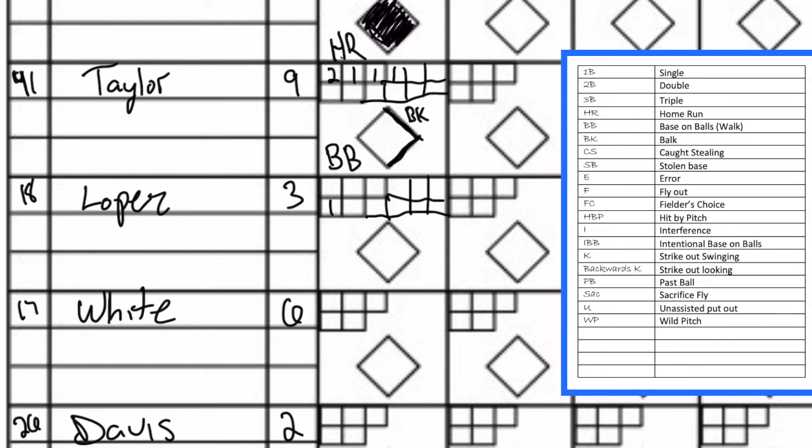Lopez gets thrown a fastball first pitch, and he swings at it, but he misses it. So we still put the swinging circle. And Taylor steals third base. So he advances to third base, and we indicate that by SB.